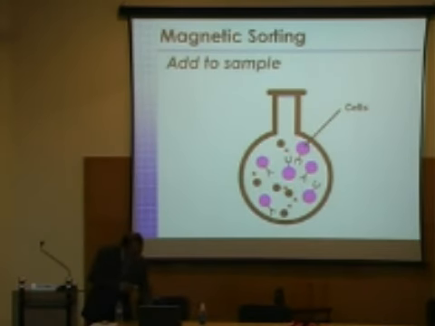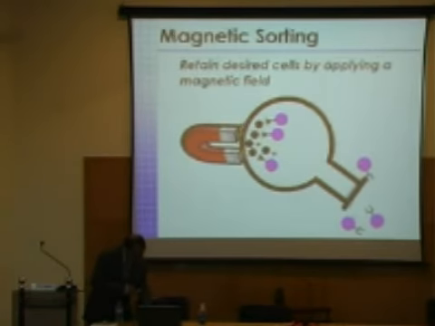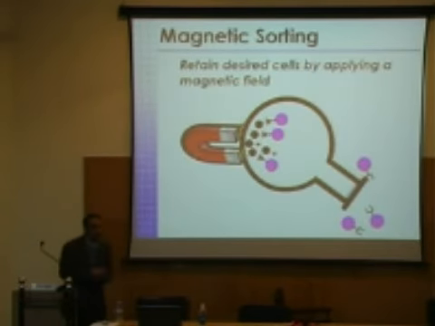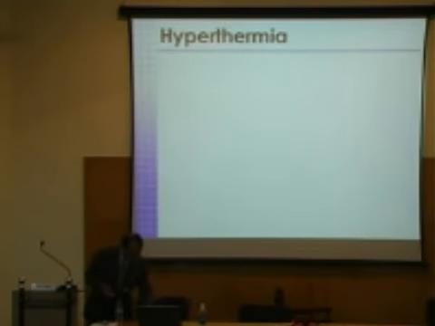So once they cling onto it, you can apply a magnet, for example, and separate them out. So this is a beautiful way of separating cells. If you have a mixture of cells, and you want to target some of the cells, you can use the magnetic nanoparticles, hold them, and then use a magnet to get them back. It's a very simple magnetic principle.